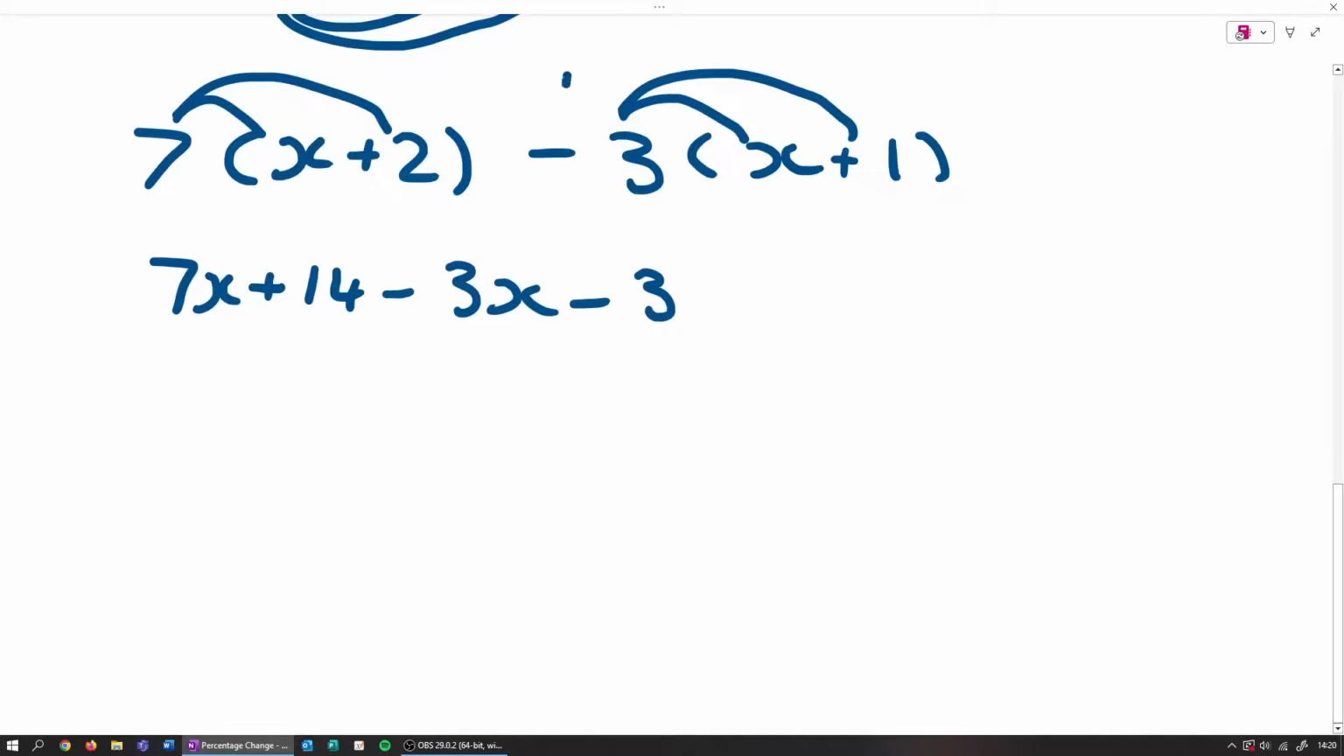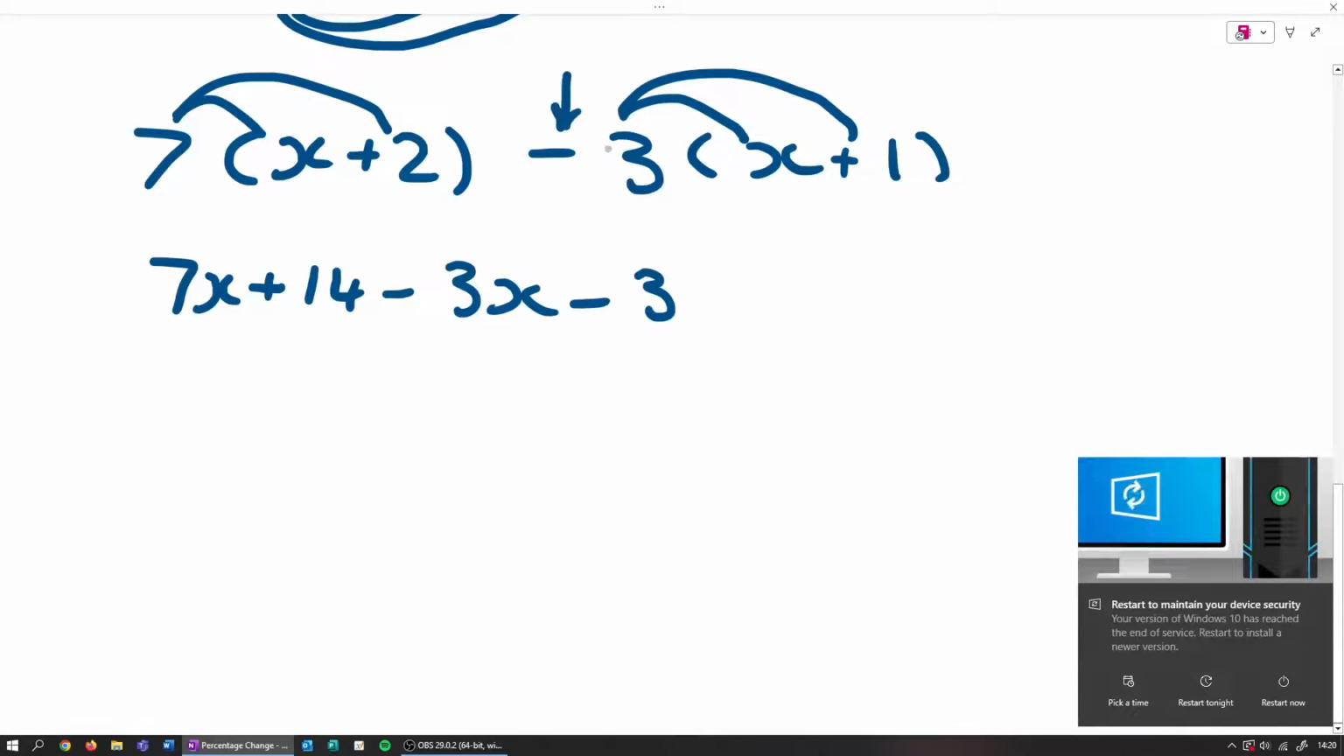So notice how this minus had an influence over both of these terms in here, because that minus is acting on this 3 that's being multiplied within both, so it's going to carry onwards. Now we just need to combine the terms where possible, so we have 7x minus 3x, which is 4x, and 14 minus 3, which is 11.